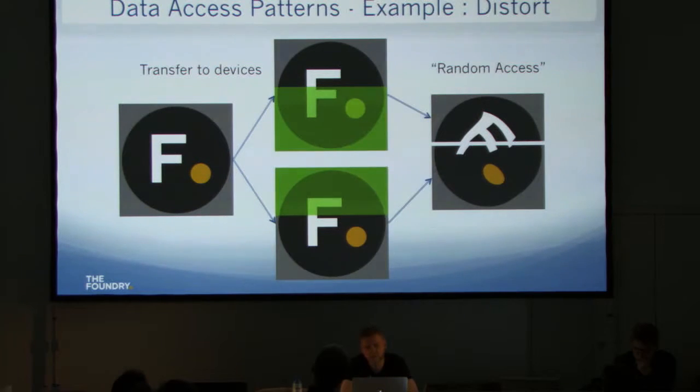Just one final example here. This is a distort kernel, and this basically means that any output pixel could take any of the input pixels. And so the whole image has to get sent to each device because it may be required in order to do the effect. And this is called random access.